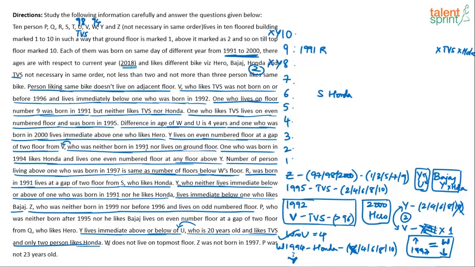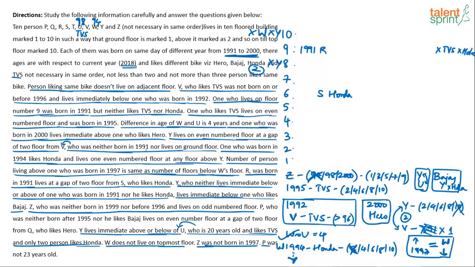Next, W does not live on topmost floor, which means W cannot come on 10th floor. Then Z was not born in 97. See, we already had 3 possibilities for Z: either 97 or 98 or 2000. He says Z was not born in 97. So this is eliminated. So Z was born in 98 or 2000.